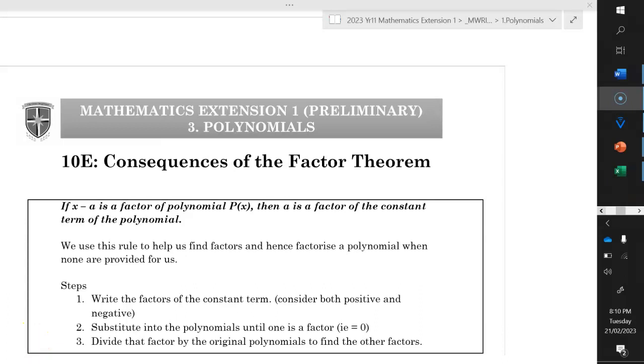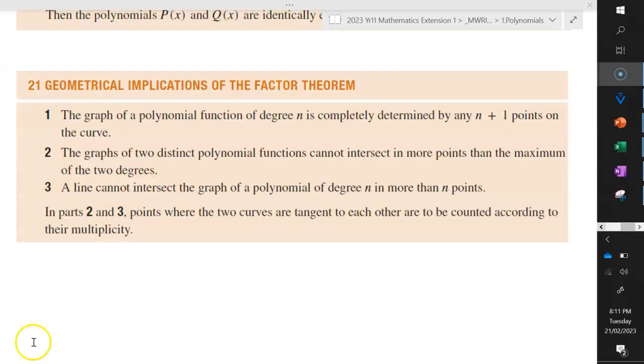Okay, so this video is still looking at 10E, consequences of the factor theorem, but what I want to have a look at here are the geometrical consequences of the factor theorem, or really the geometrical implications of the factor theorem. And there's 3 points here that we'll talk through, and then we'll have a look at an example, and then I'll get you to have a go at some in the exercises in the textbook.